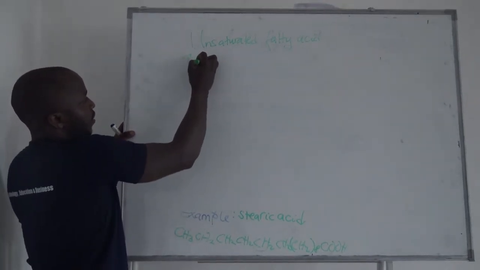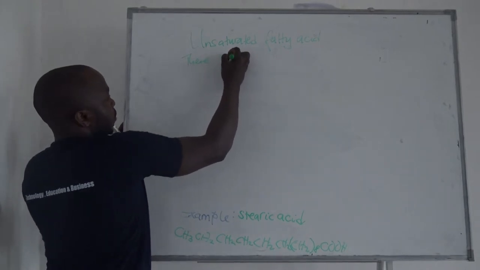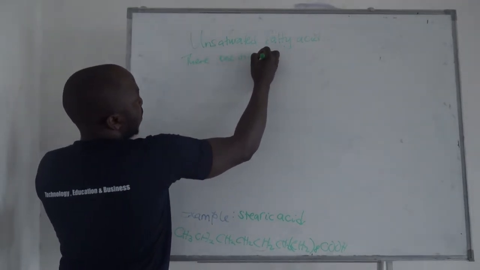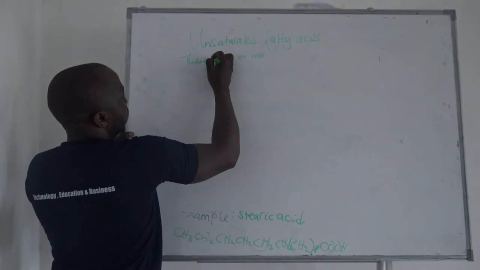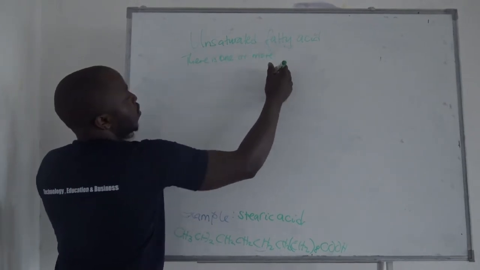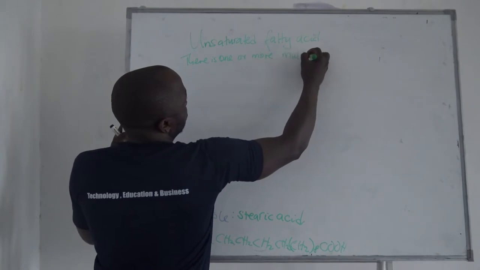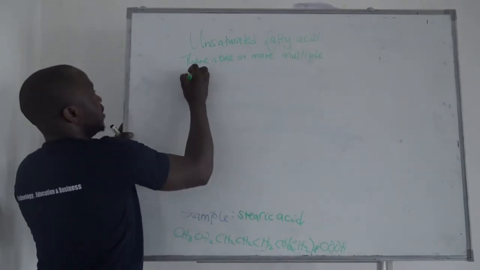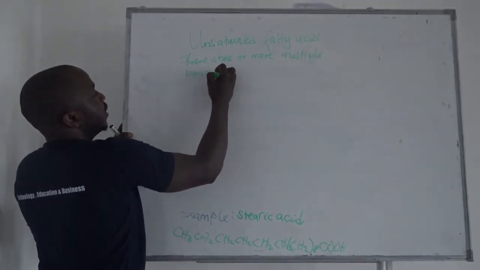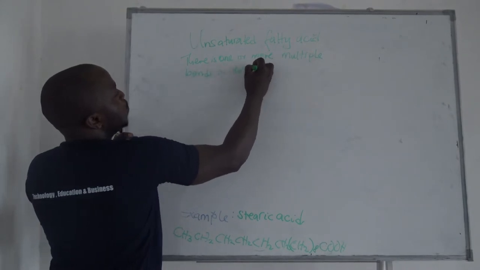For the unsaturated fatty acid, there is one or more multiple bonds in the alkyl group.